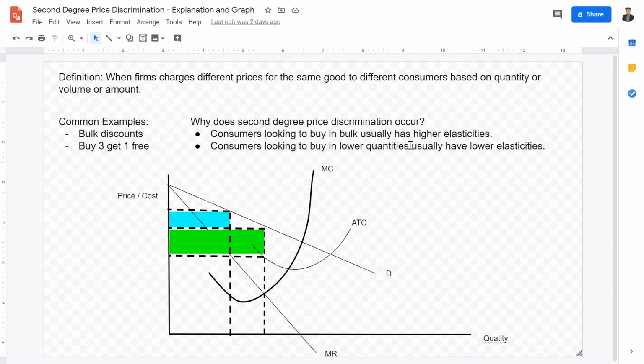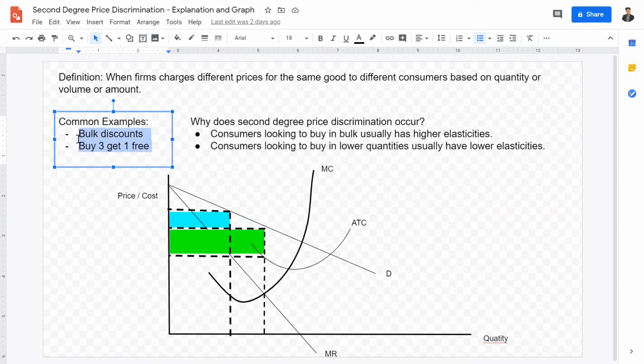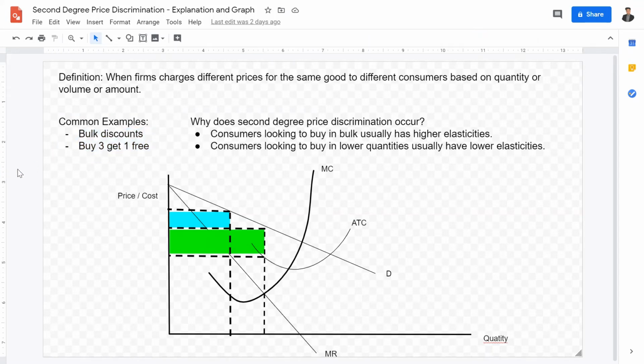Okay. Now, second degree price discrimination is a lot more realistic. First degree price discrimination is more theoretical and may not be as possible to do in the real world. However, second degree price discrimination is when firms charge different prices for the same exact good based on quantity or volume bought. So common examples of second degree price discrimination are bulk discounts or buy three get one free discounts. Now, what are these? These are utilizing consumer surplus.